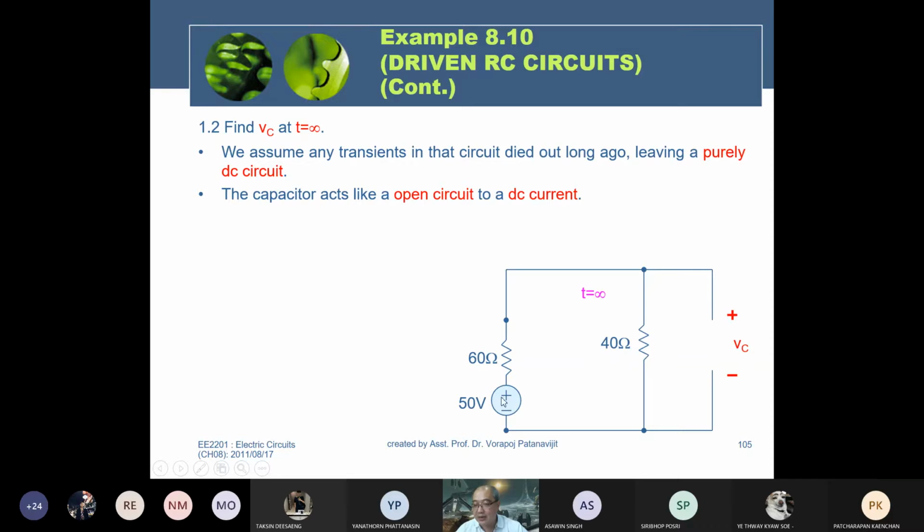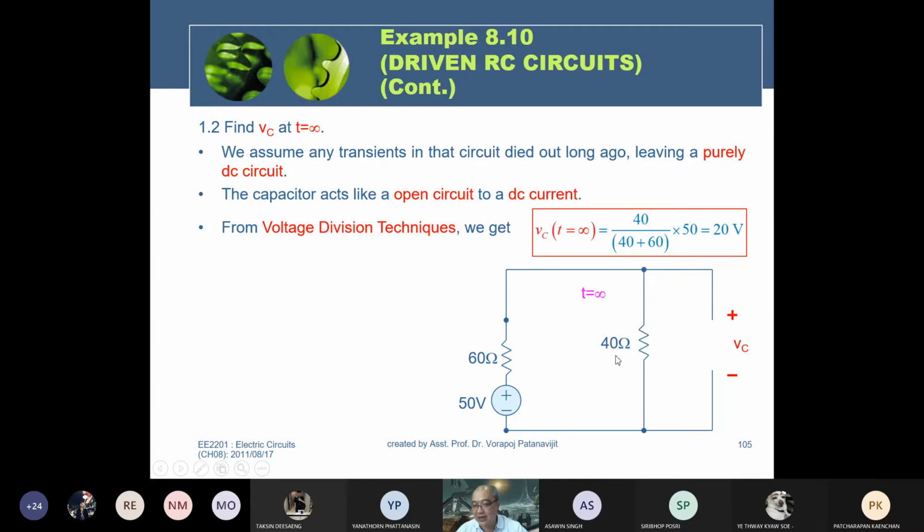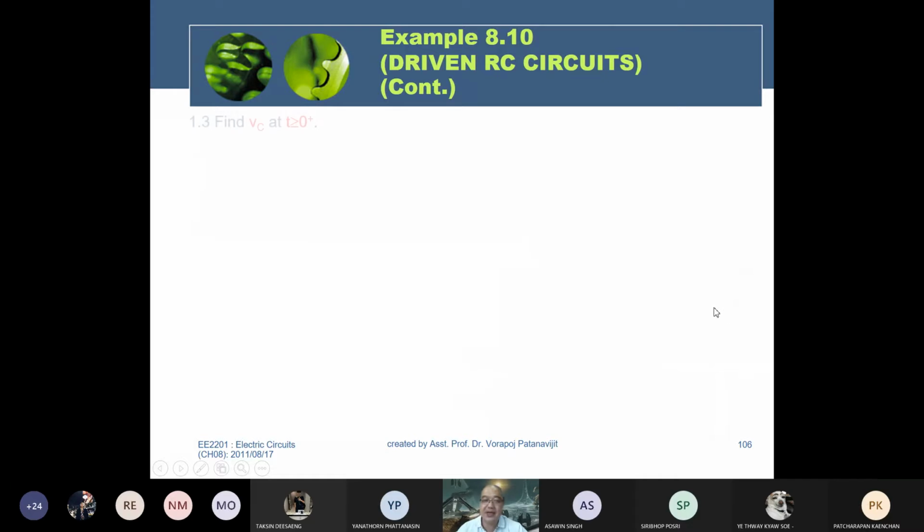There is one voltage source feeding two resistors. You can determine the voltage across the 40 ohm resistor by applying the voltage divider technique. The voltage across the 40 ohm equals 50 multiplied by the resistance connected to this voltage, 40, divided by the sum of them, 40 plus 60. Therefore, the capacitor voltage at time infinity equals 20 volts.